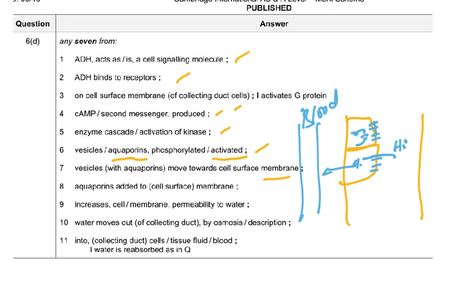So vesicles with aquaporin move towards the cell membrane. Aquaporins added to the cell membrane increase cell membrane permeability to water. Water moves out of the collecting duct by osmosis and into the blood. Ultimately, finally, it goes into the blood. So the water potential of the blood is maintained. The blood was too concentrated. Now the blood is going to normalize and it's not going to be too concentrated.